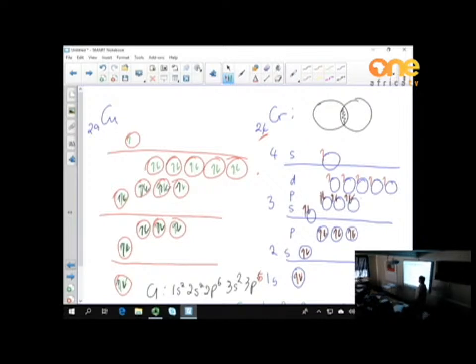Then there will be one open. It will fill up till there because that's 18, and then it will go there, 19.